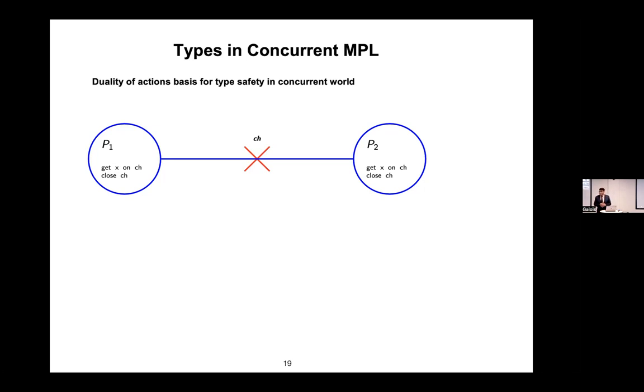Is the problem that they're both getting right now? Or would it have been okay if they took turns? Is it that it should be unidirectional, or just that they should both be synchronized? They should be synchronized. So if one action is happening here, the dual of that action should happen at the end of P2. So the duality of these actions is the core of the entire point of the type safety of concurrent MPL.